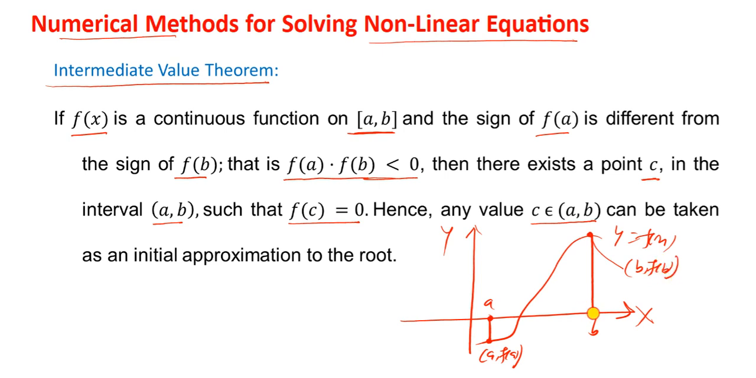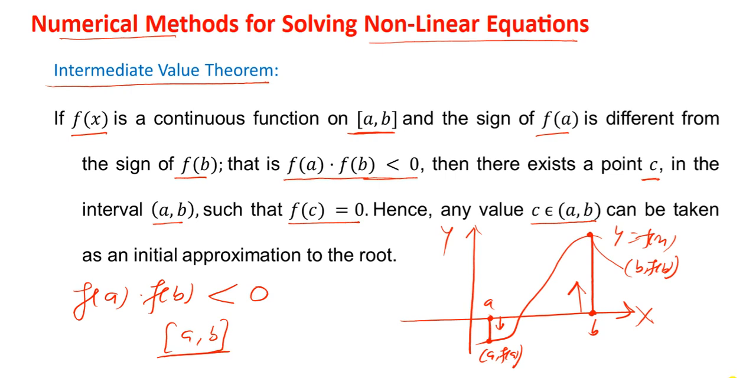Here at x is equal to b the functional value is positive, and at x is equal to a the functional value is negative. If the sign of the functional value at one point is different from the sign at the other point, so in that case, if the product of both functional values, say f of a is negative and f of b is positive and their product is negative, it means a desired root lies between the interval [a, b].